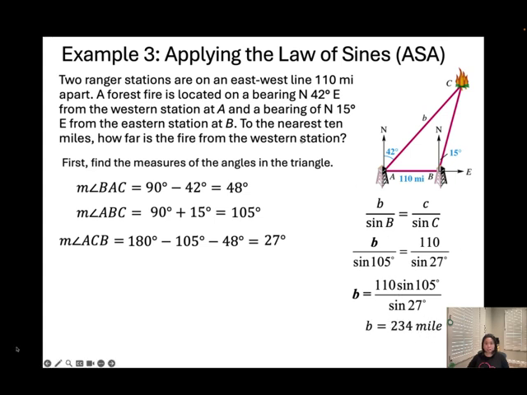Okay, we are not done yet. We need to round to the nearest 10 miles. So 4 is less than 5. That will be 230 miles. Okay, we tried to use the law of sines to solve case 1, right?